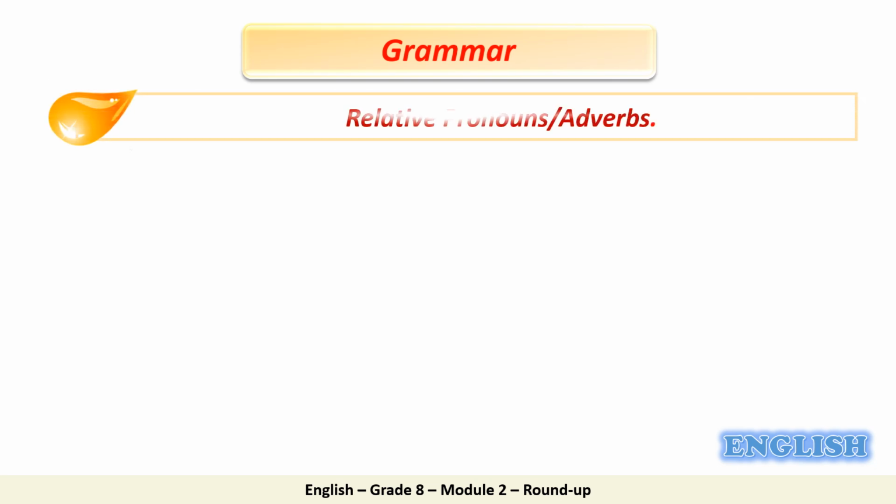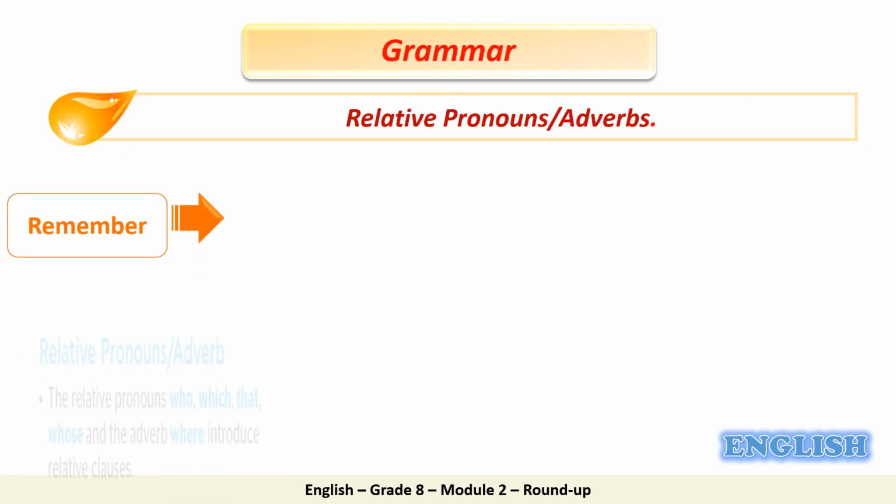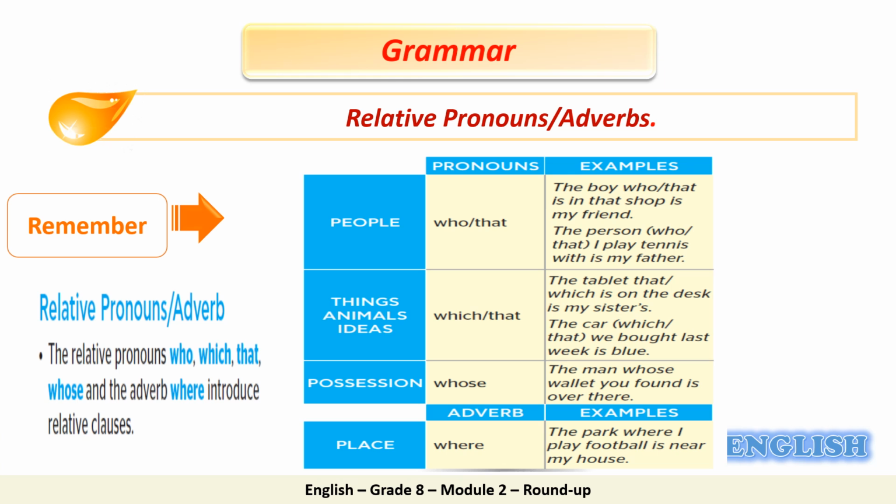Now let's speak about the relative pronouns. Don't forget, guys, we use who, that to speak about people, which, that, things, animals, or ideas. And we use whose when we speak about possession. But if you want to speak about a place, we use, of course, the word where.